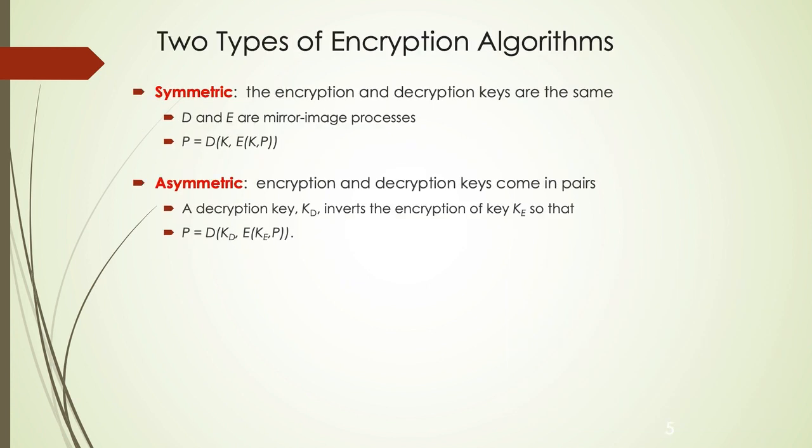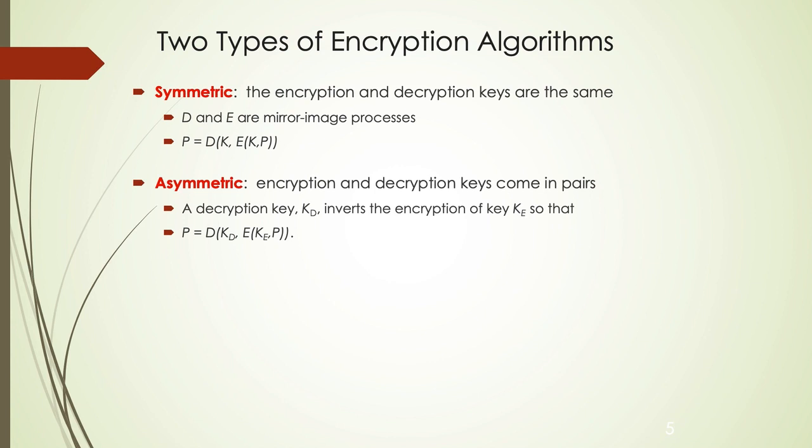Now, like I said, two types of encryption algorithms, symmetric and asymmetric. And we've gone through this before, but we've mostly been focusing on the symmetric ones, where we have one key for Caesar ciphers, we have one key for blocks and stuff like that. What we're now going to talk about is asymmetric, where encryption and decryption keys come in pairs.